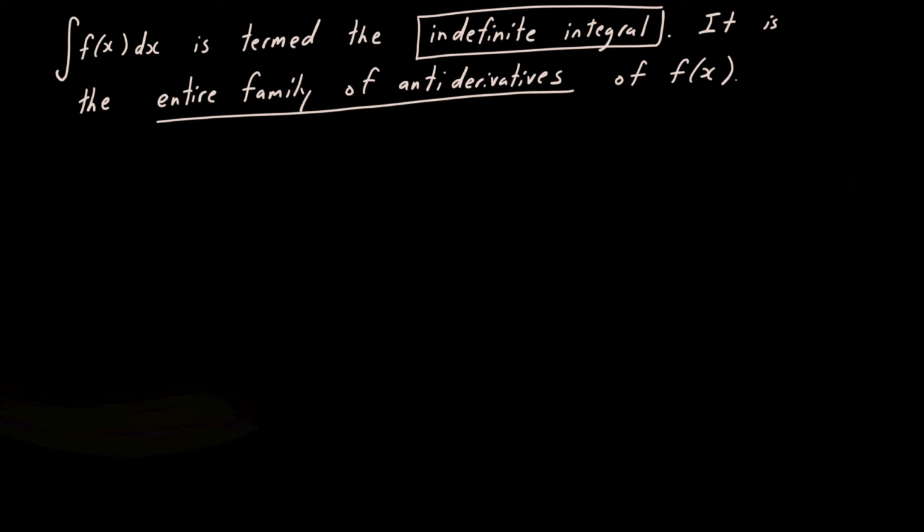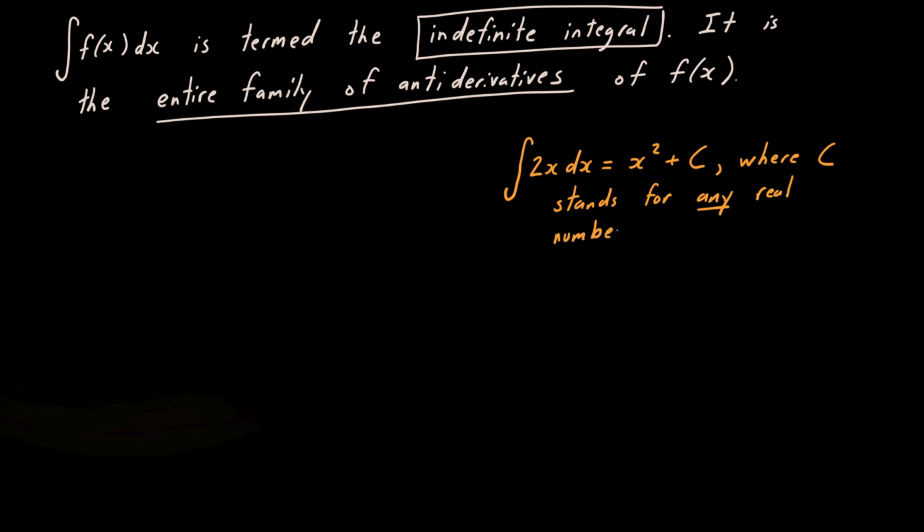For instance, building off the previous example, the entire family of antiderivatives of 2x is written as x squared plus c, where c is understood to stand for any real number. And it's that plus c that serves to indicate that 2x has infinitely many antiderivatives. Without that arbitrary c, we'd have an x squared by itself, which is just one antiderivative.